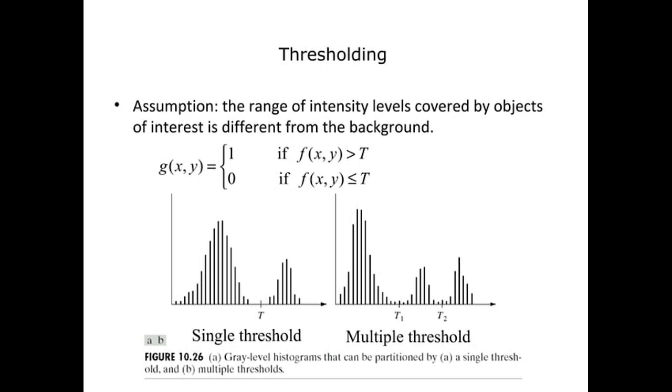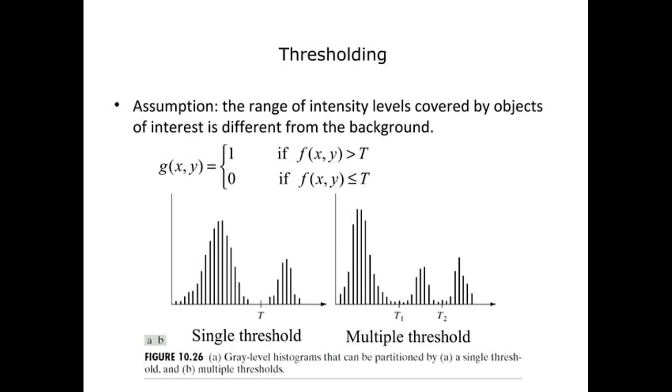Now we are going on to the next method, that is thresholding. Here you have to find the range of intensity levels covered by the objects of interest that is different from the background. How it is different from the background, that you have to obtain. First you apply a single threshold. You classify the intensity values as less than the threshold or above the threshold.